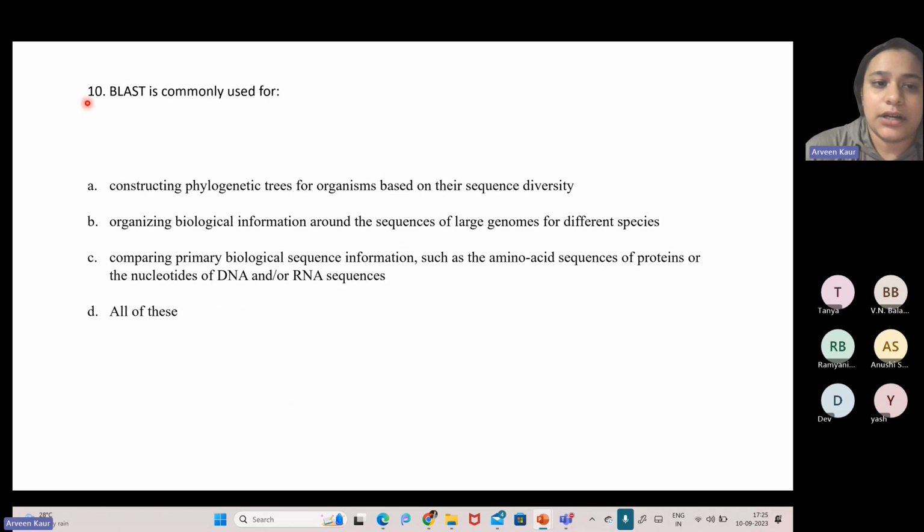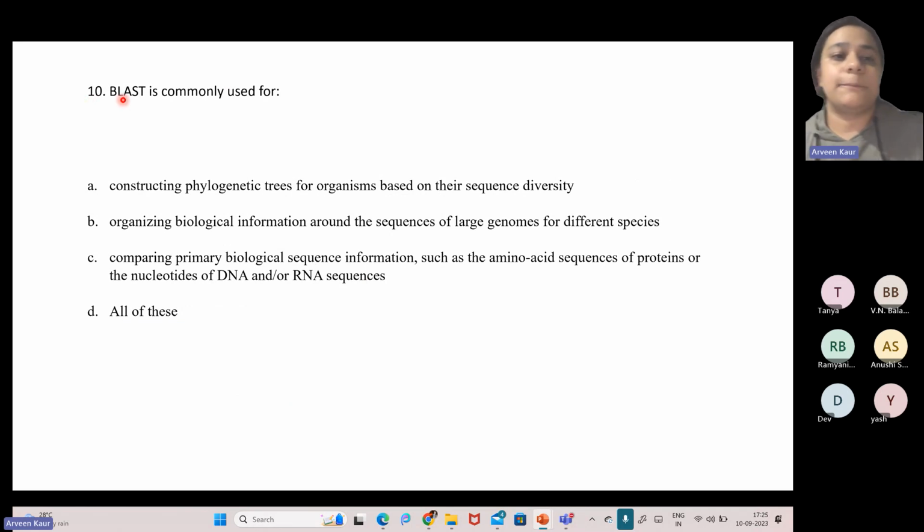Okay. So question number 10 says, BLAST is commonly used for which one of these? Constructing phylogenetic trees for organisms based on their sequence diversity, or organizing biological information around the sequences of large genomes for different species, or comparing primary biological sequence information such as amino acid sequences of proteins or nucleotides of DNA and/or RNA sequences, or all of these. So which one do you think BLAST is actually used for?